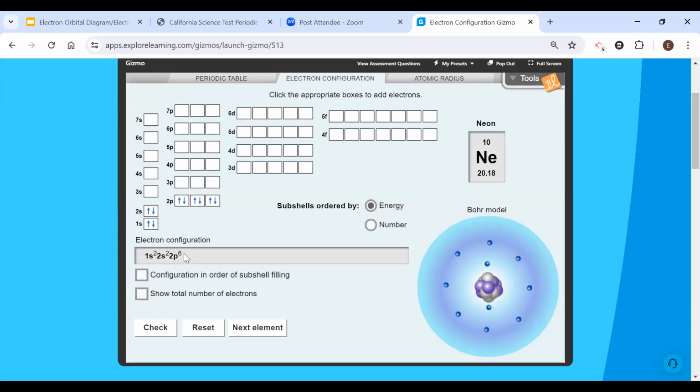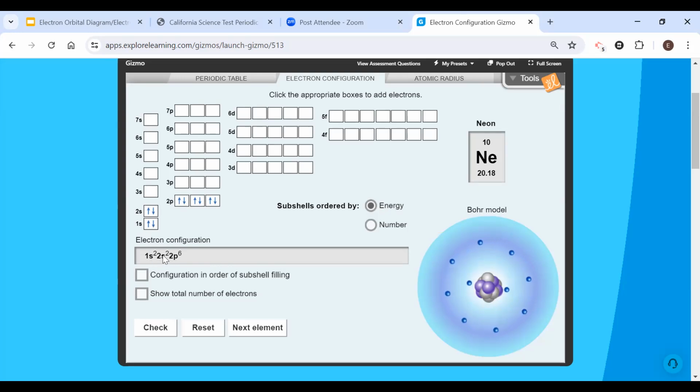So let's do the other one. You see the rules, you start from 1s. You fill this up first before you go here, and you have opposite spins. And then you fill this up before you go to this one. You see this one has a max of 6 because it's a p orbital. This one has a max of 2.